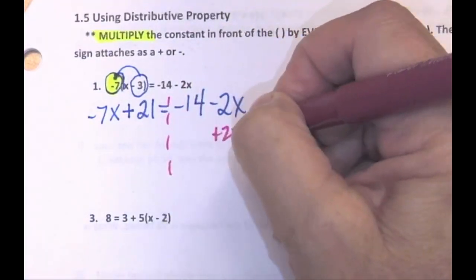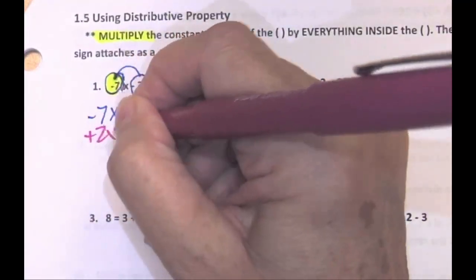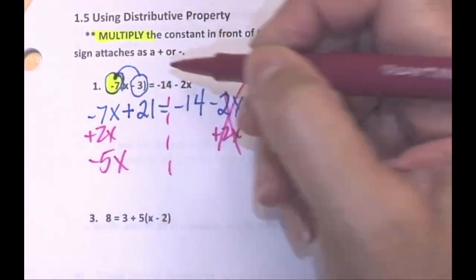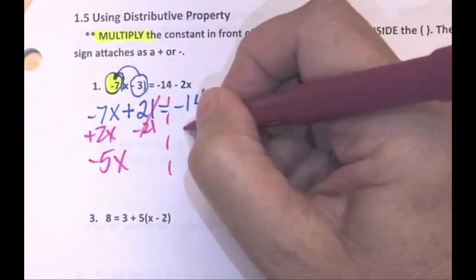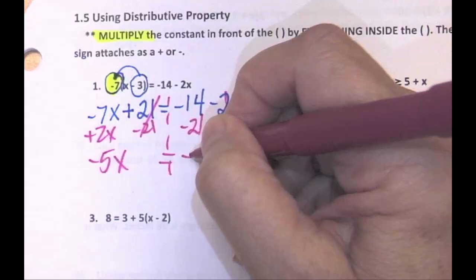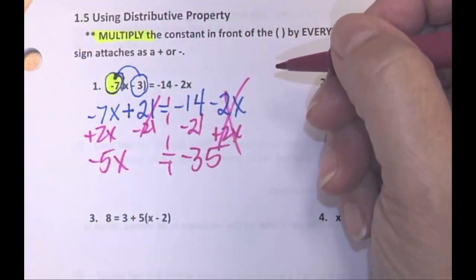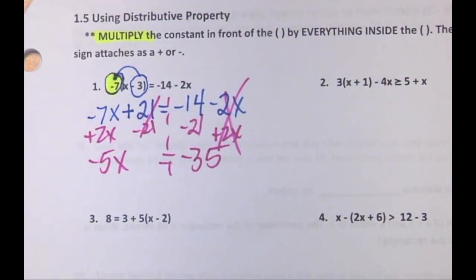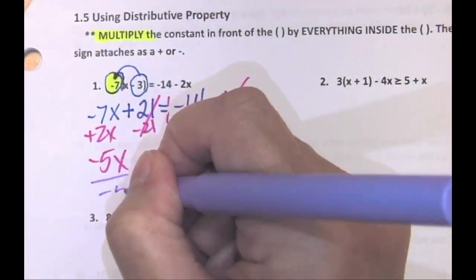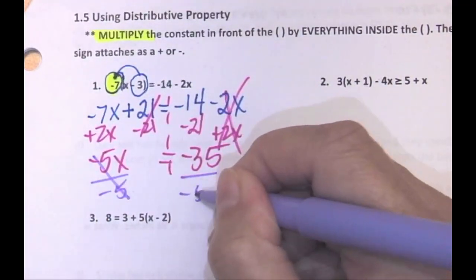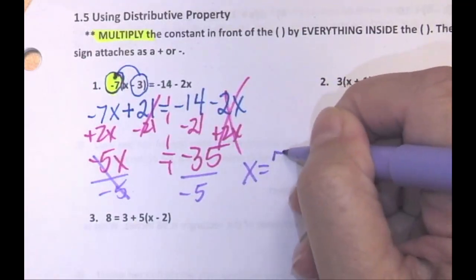So I'm going to add the 2x, and I get -5x. Go ahead and take away the 21. I like to do this in one step because it saves me time and space. -35, and then we will divide by -5, and we get that x is 7.